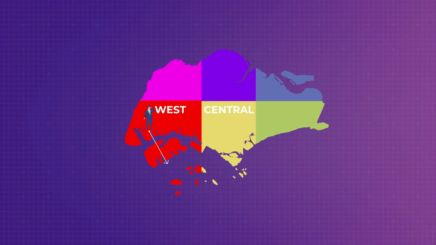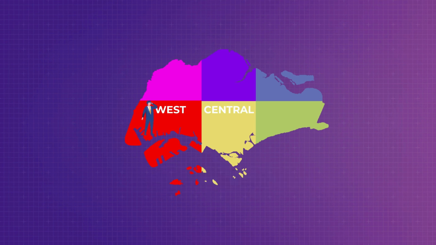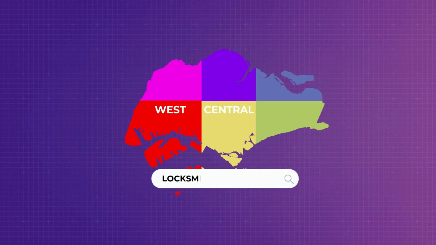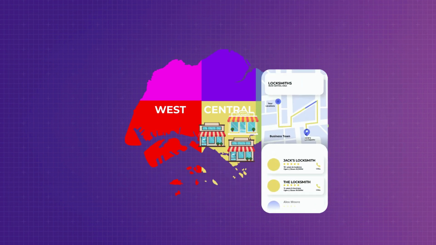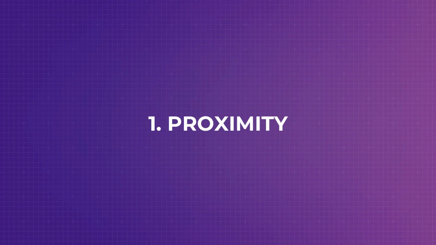However, if a potential customer now expands the search term to locksmith central area, maybe that person works in the western area but resides in the central area, so while traveling back, the person is searching for a locksmith. Since the search term is specific to the central area where your business is located, your business would now have a chance of ranking on the local page. That's the first ranking factor.